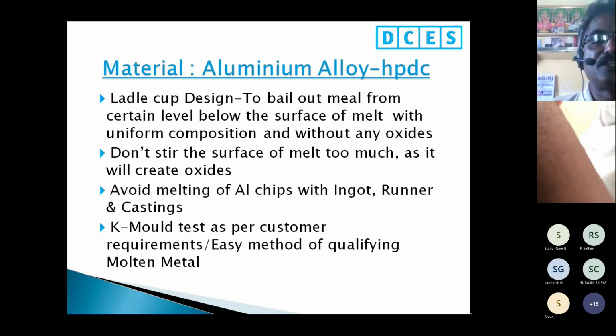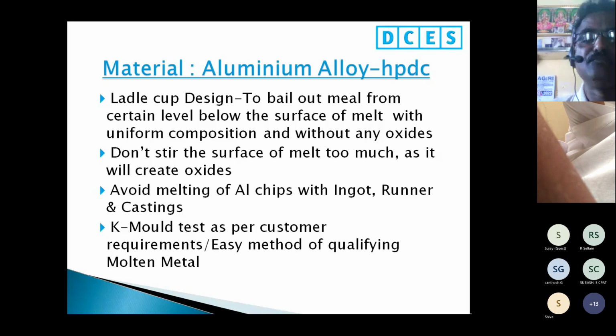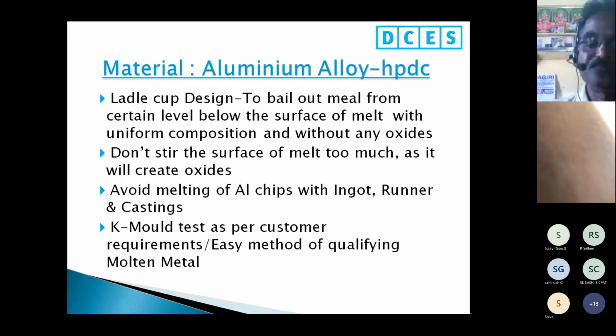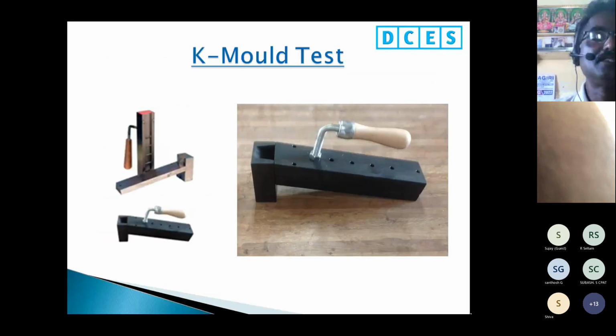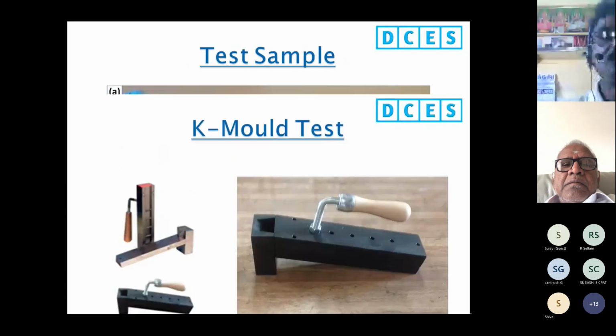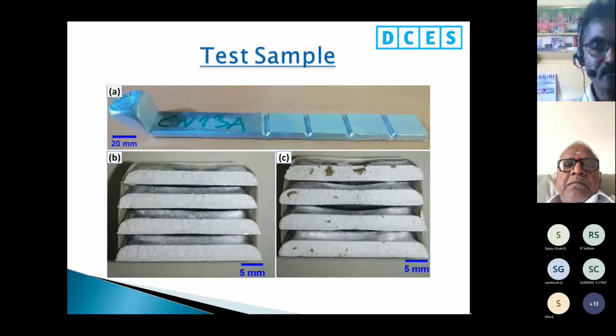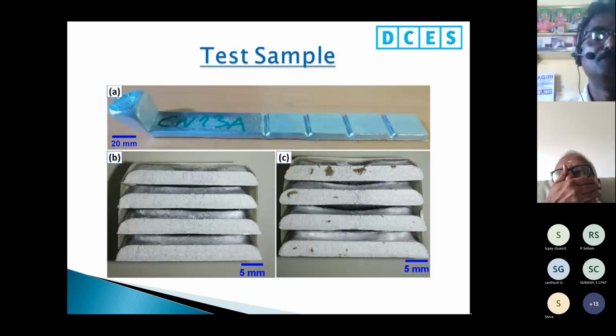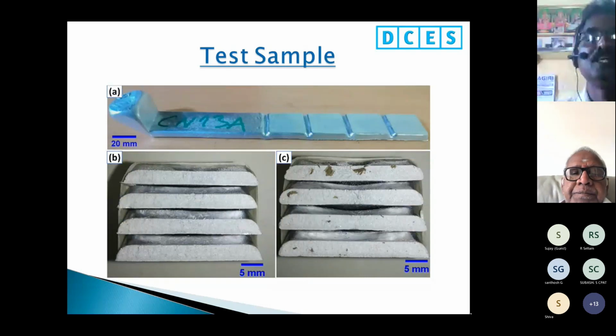And the chemo test as per the customer requirements. This is the easy method of qualifying the molten metal. So this is one type of chemo test apparatus. You can see there is an opening at the top, so we can pour the material inside the ladle. And this is the sample. The A is the full sample. The left side B is the cut section without any porosity in the cut section. And the right side C, there are inclusions.